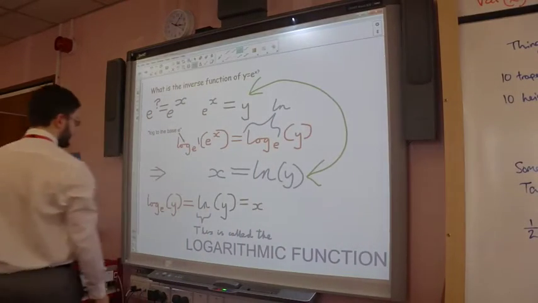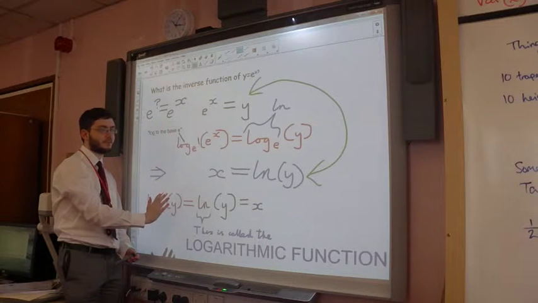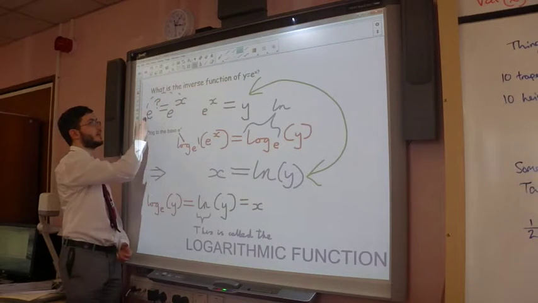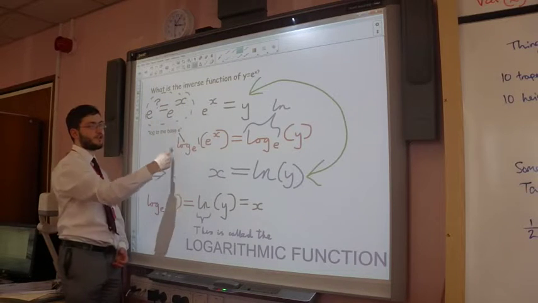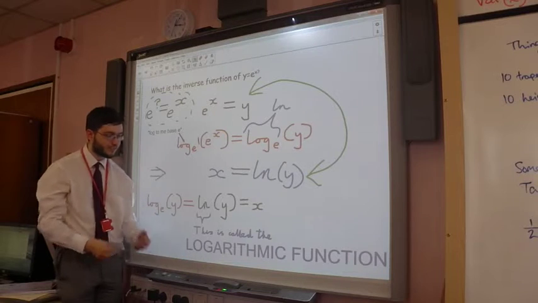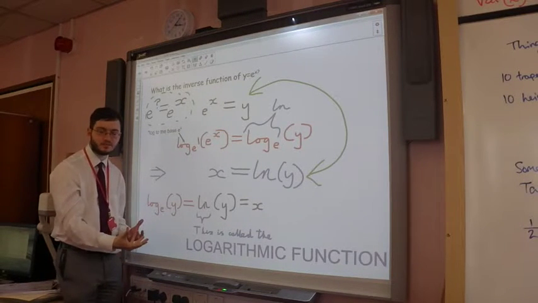Okay, so I would love it if you guys could write this out for me in a way that you'll remember. You might want to bring up that thing to remind you where the x comes from. And we've established a new function as well. It's called the logarithmic function.